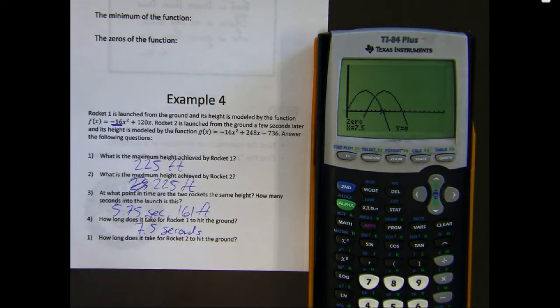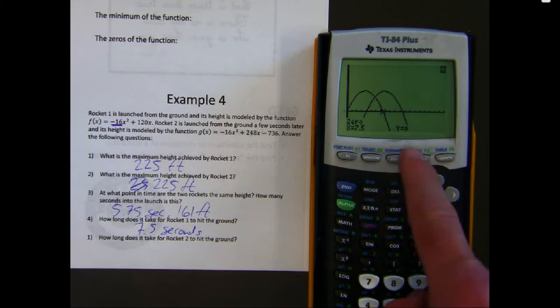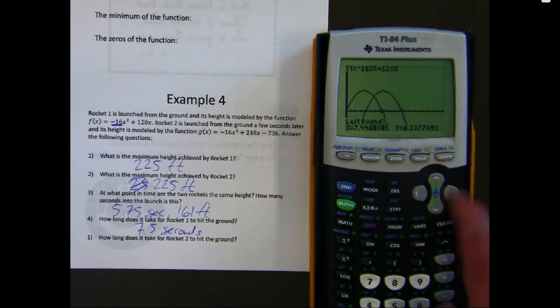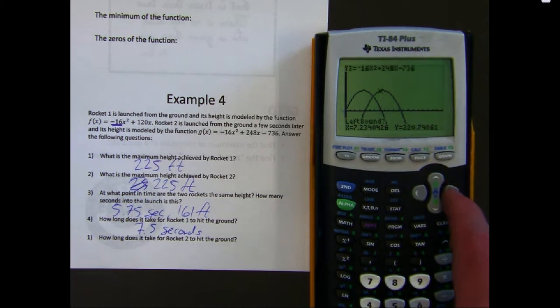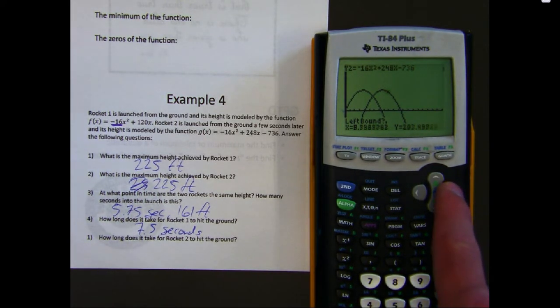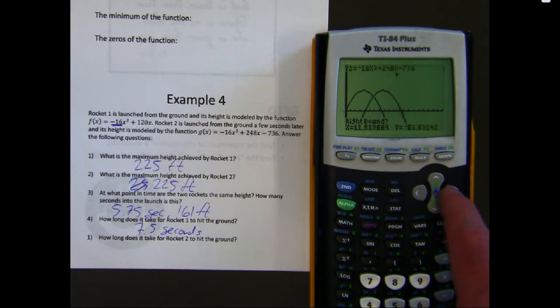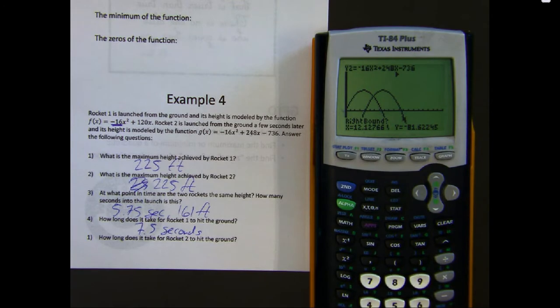Now we're going to do the same thing for Rocket 2. We'll do second trace, and option number 2 again for zero. Let's find that point over there. I'm on the wrong curve right now, so I'm going to hit up. Put the left bound close to it, but still to the left of it. Hit enter. Put your right bound close to it, but still to the right. Hit enter. Put your guess kind of close to it. Hit enter, and you'll see it's 11.5.